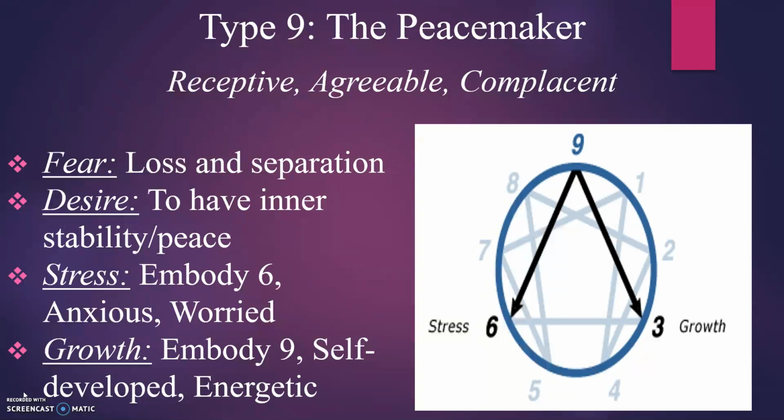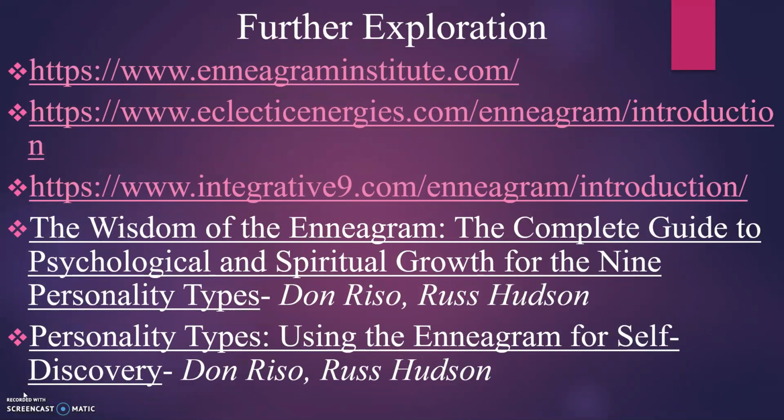So I have a typo down at the bottom in the growth state. It's actually supposed to say 3. Okay, so that's basically it.